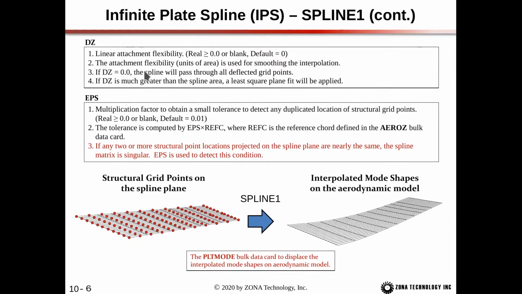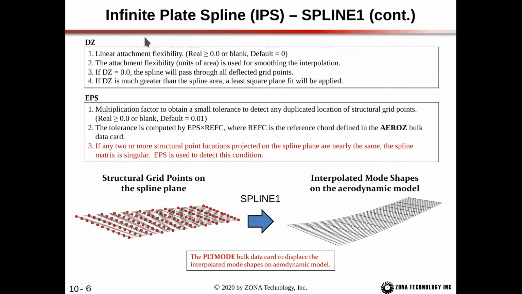So the DZ is the linear attachment flexibility. The default is 0, but it's a real number greater than or equal to 0. So the attachment flexibility in units of area is used for smoothing the interpolation. And if DZ equals 0, which is the default, the spline will pass through all of the deflected grid points. And if DZ is much greater than the spline area, then a least squares plane fit will be applied.